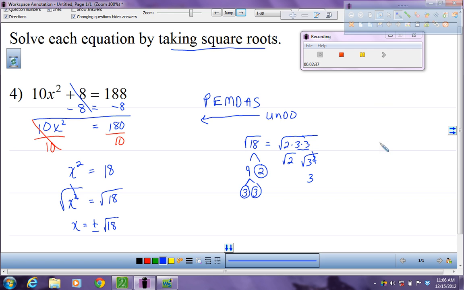So the answer is going to be 3 square root of 2. Put the plus and minus in front, and the x in this case, because you have the letter x. So x equals plus or minus 3 square root of 2.